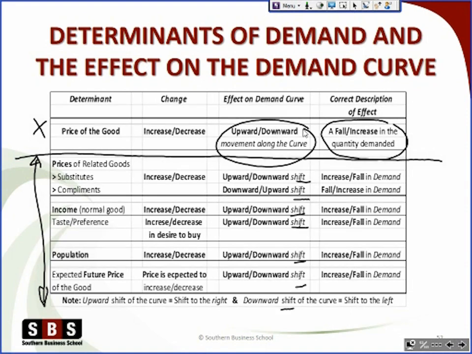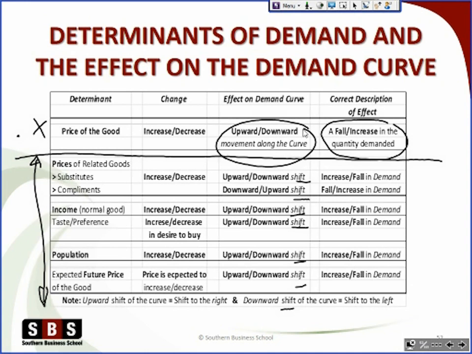Shift, and that's the only one, the top one, that's causing a movement along the curve. Okay, so there are questions on this. Make sure you understand it. If you don't, please contact me, and I'll try to explain it to you in better terms. Or you can come and see me. I'll make time to speak to you.